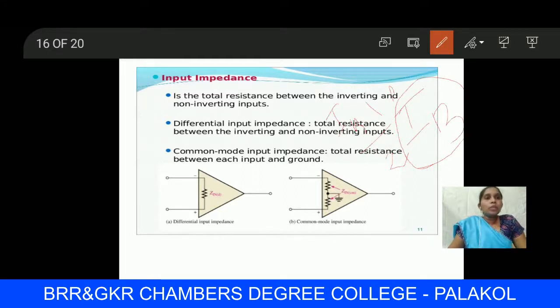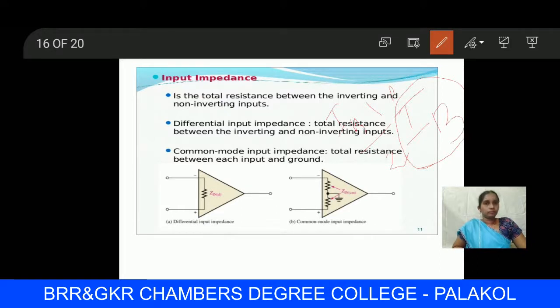So what is meant by input impedance? Input impedance is very high in an ideal operational amplifier. It is the total resistance between the inverting and non-inverting inputs. The differential input impedance is the total resistance between the inverting and non-inverting inputs. The common mode input impedance is the total resistance between each input and ground.